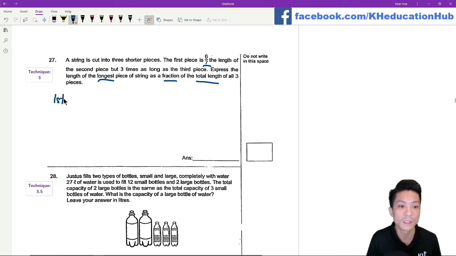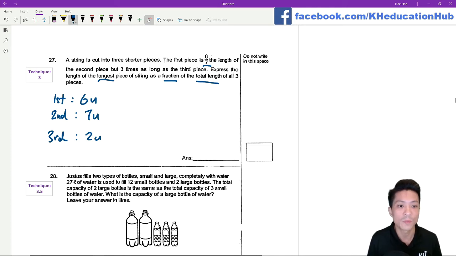The first piece is 6/7 of the second piece, which means that we can let the first piece be 6 units. The second piece, we're going to let it be 7 units. But 3 times as long as the third piece, which means that the third piece is 2 units. Over here, the 3 times as long as the third piece is referring to the first piece being 3 times.